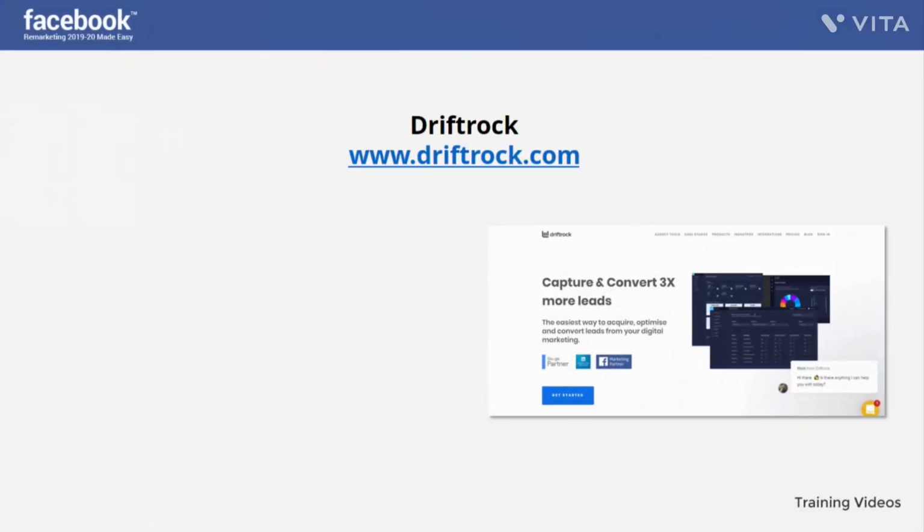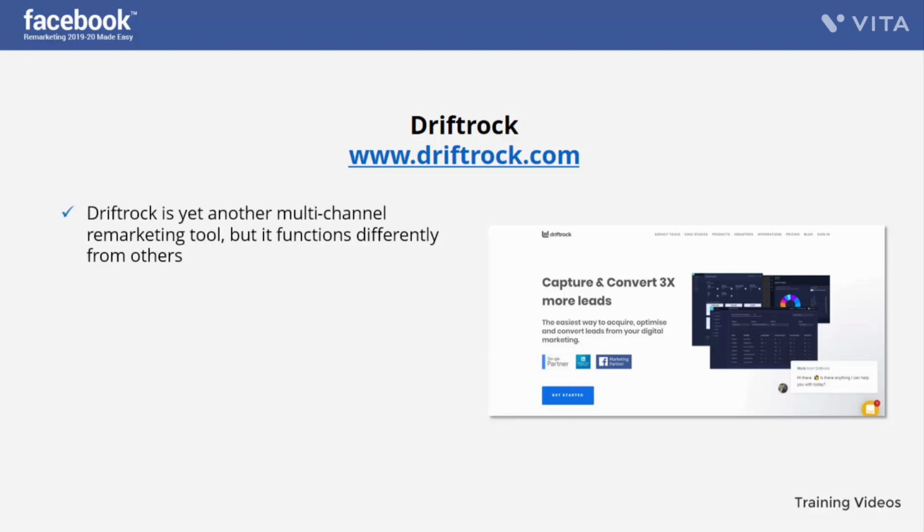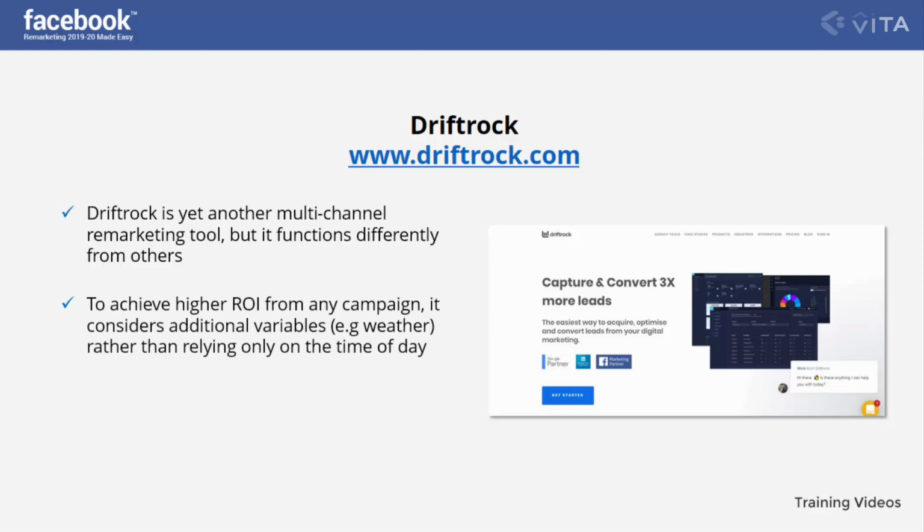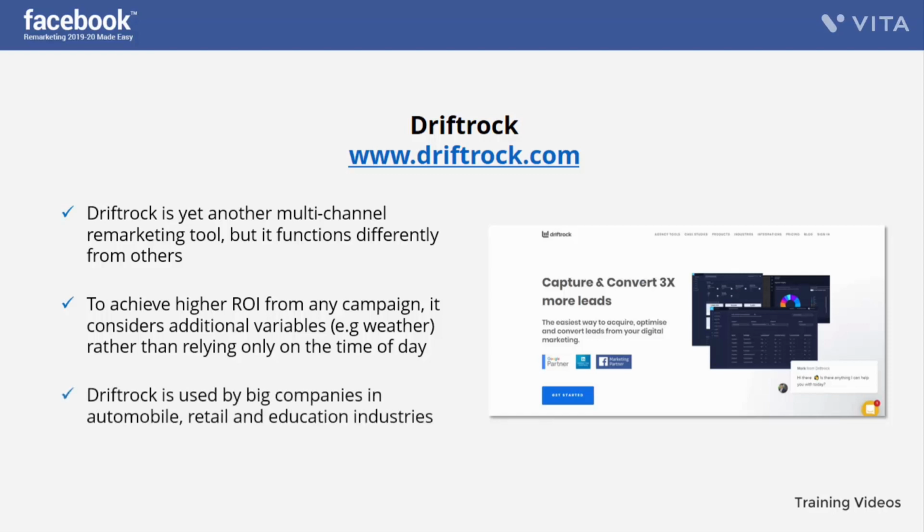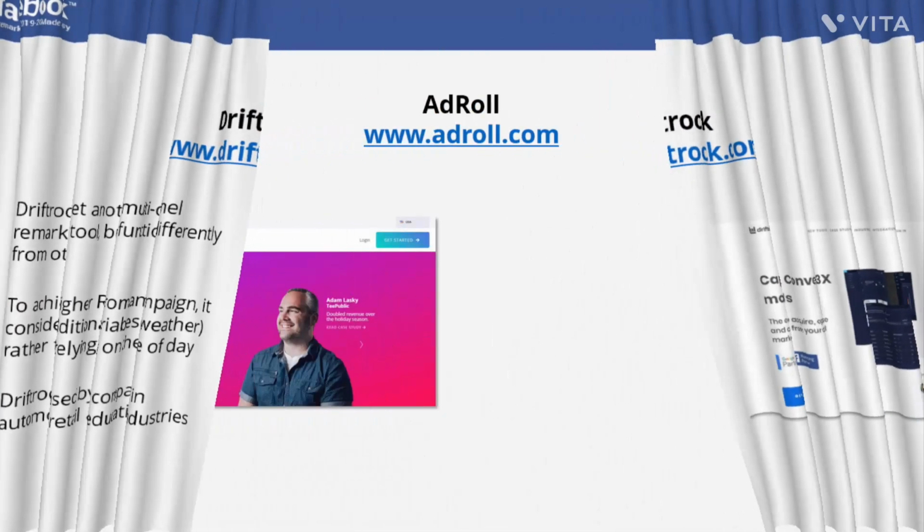DriftRock. www.driftrock.com. DriftRock is yet another multi-channel remarketing tool, but it functions differently from others. It conducts Facebook marketing in 4 steps: create, automate, trigger, and lead response. To achieve higher ROI from any campaign, it considers additional variables, e.g., weather, rather than relying only on the time of day. DriftRock is used by big companies in automobile, retail, and education industries. It offers you a price based on channels you wish to cover and the features you want to have.